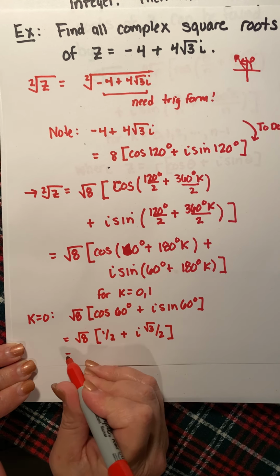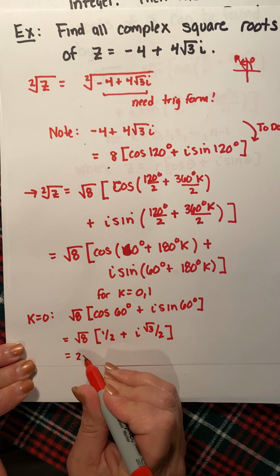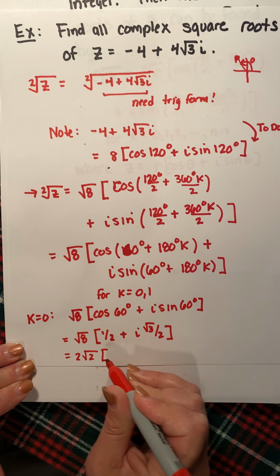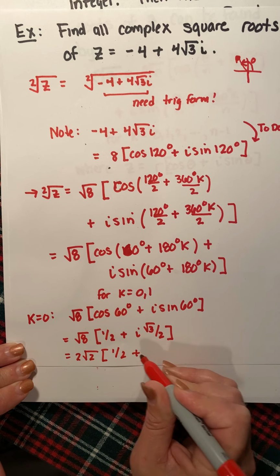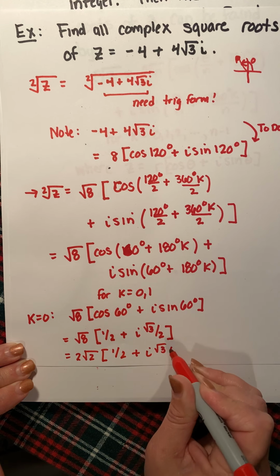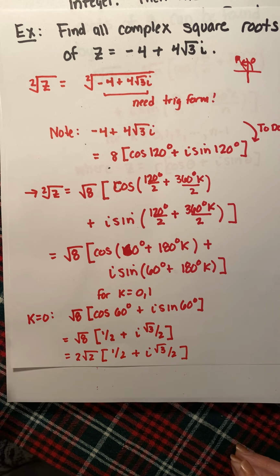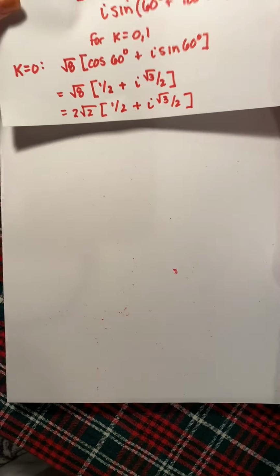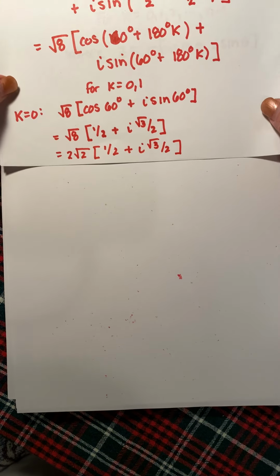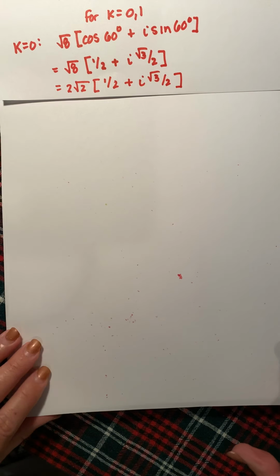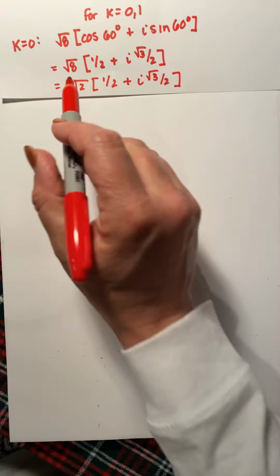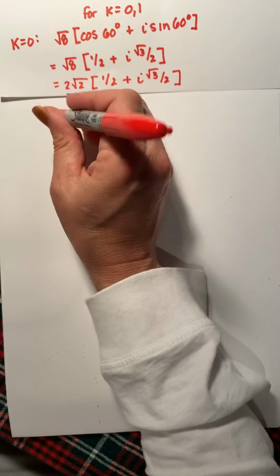So let's keep going here. 2 square root of 2 times 1/2 is the square root of 2. 2 square root of 2 times i square root of 3 over 2. Well, the 2's cancel. Square root of 2 times the square root of 3 would be the square root of 6. So that's my first square root.